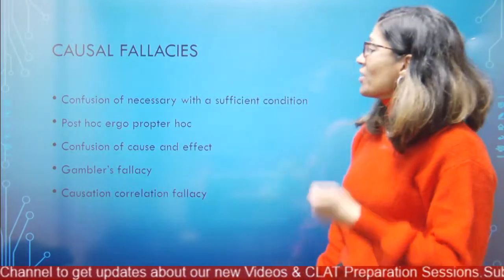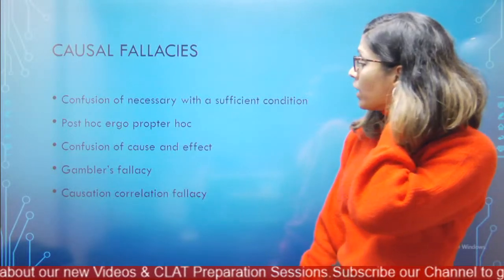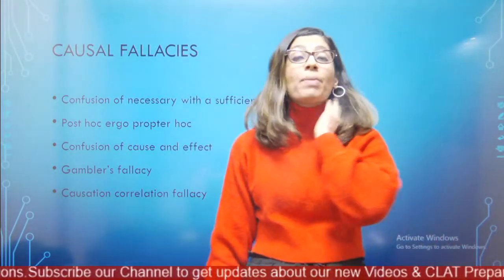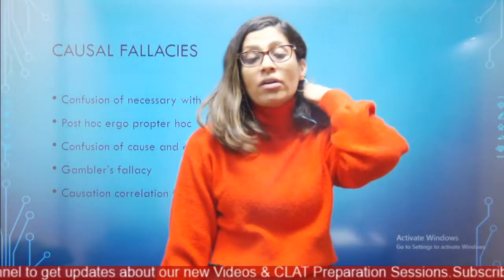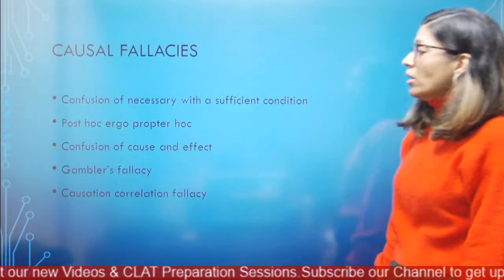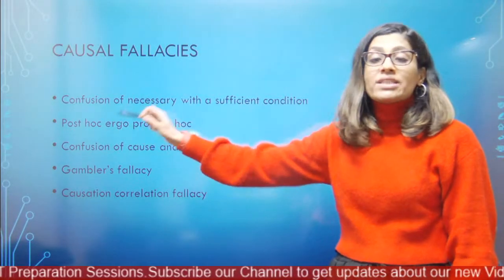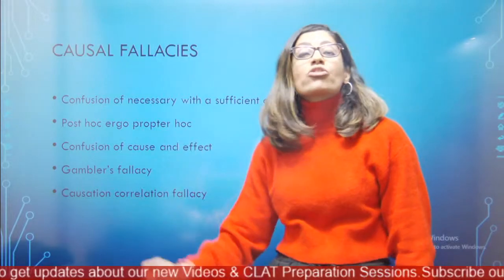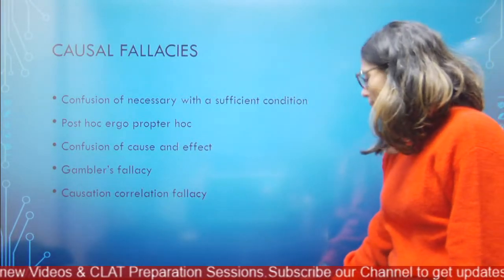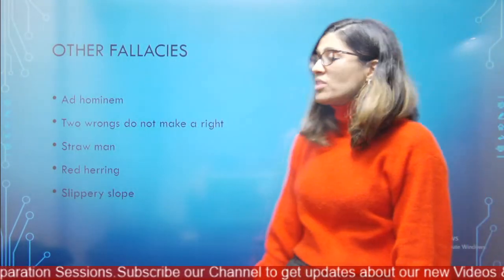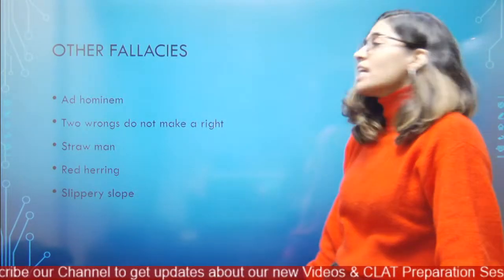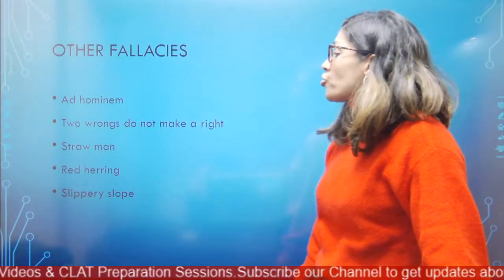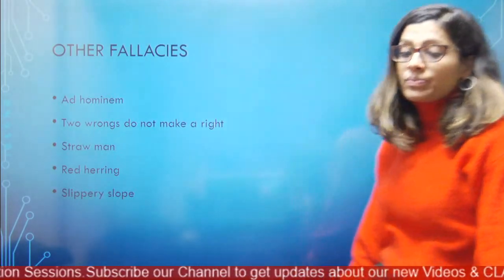Causal fallacies, we will spend time on a few of these today as well. Gamblers, causation correlation fallacy, these are direct questions in your paper, whether it's strengthen, weaken, or finding of the flaw. Post hoc ergo propter hoc, because it happened afterwards, it is the effect of it. That's how post hoc ergo propter hoc translates. And of course, we have some other common fallacies: ad hominem, two wrongs do not make a right, straw man, red herring, slippery slope.